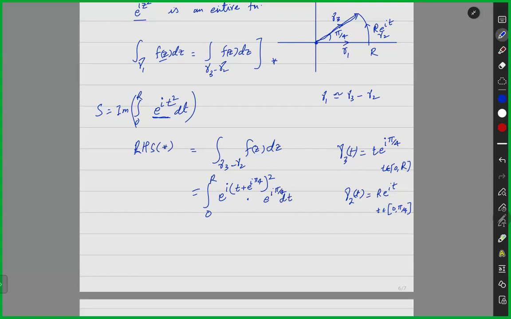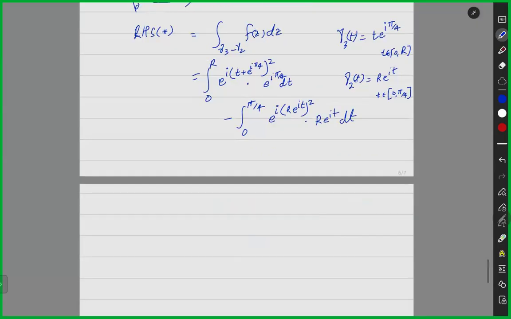The next part is over gamma 2, but we are going to write minus gamma 2. So minus gamma 2, we can just write minus outside. That minus comes outside. Now gamma t from 0 to pi by 4, we have e power I t square. So we are going to write gamma 2 square, which is r e power I t square into gamma 2 prime, which is r e power I t again, dt.